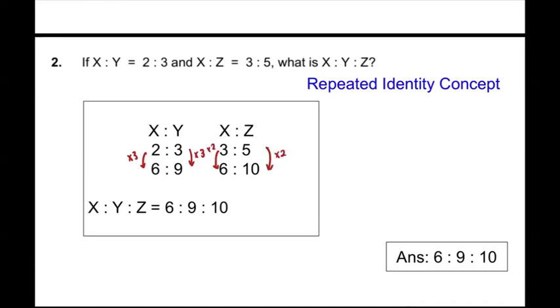Now double check, make sure that your repeated identity now has the same units. Since they now have the same unit, you'll be able to compare them side by side. Therefore, x is to y is to z is 6 is to 9 is to 10. That would already be in its simplest form, so you would not need to simplify it anymore.